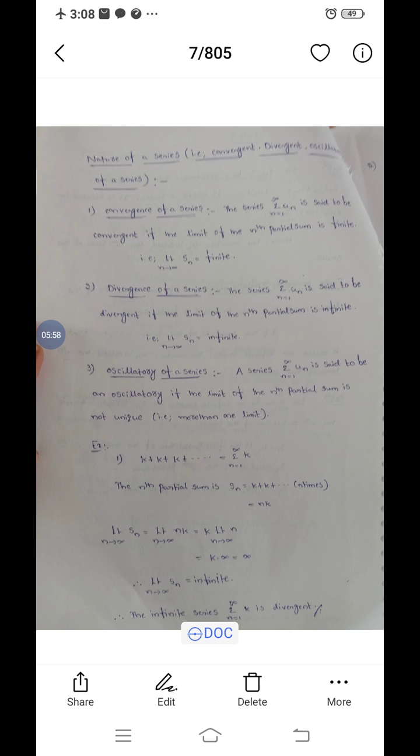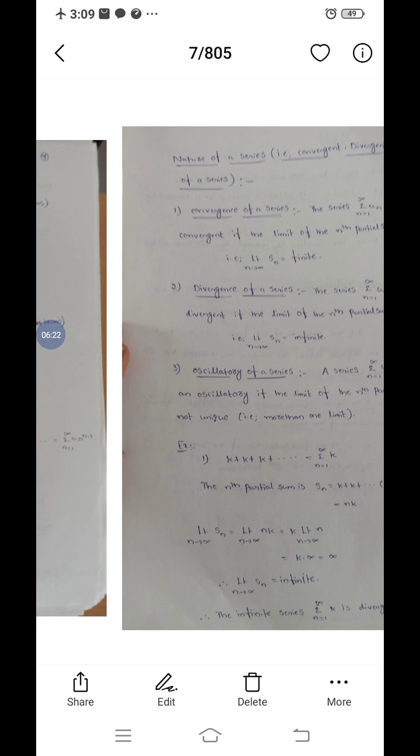Which is equal to limit n tends to infinity of nk. Here k is a constant, so I am writing it before the limit: k into limit n tends to infinity of n, which equals k into infinity. Why? Because as n tends to infinity, that limit value becomes infinity. So we got limit n tends to infinity of Sn equals infinity. Therefore the given series is a divergent series.